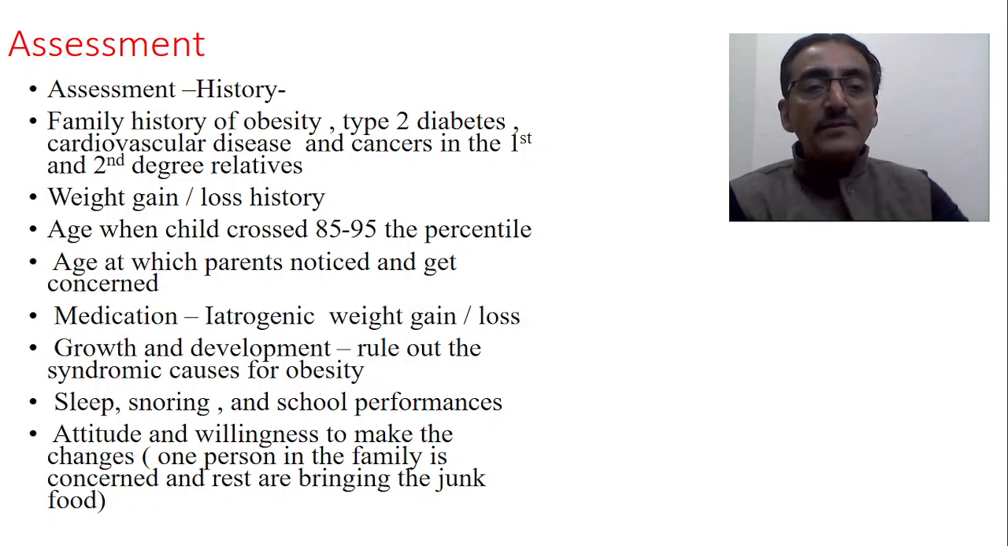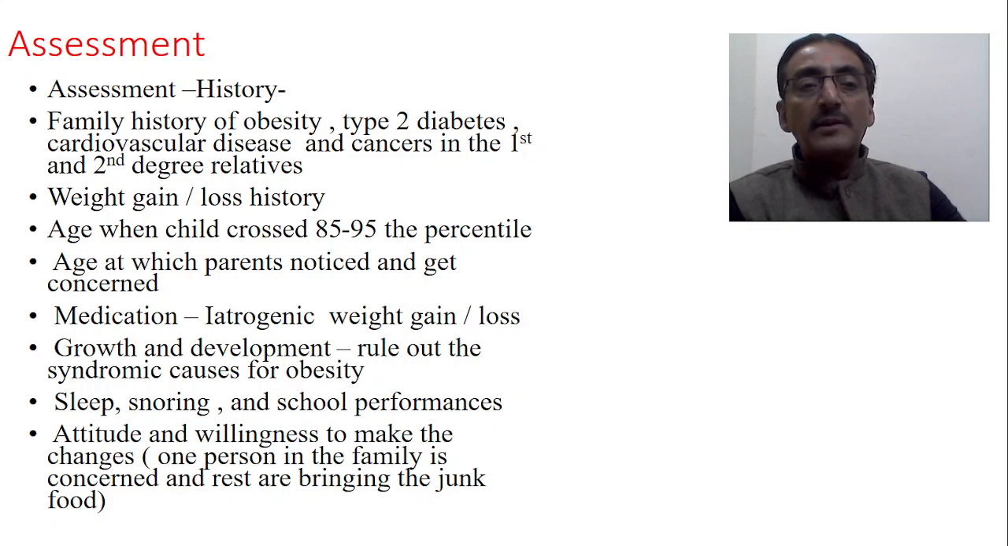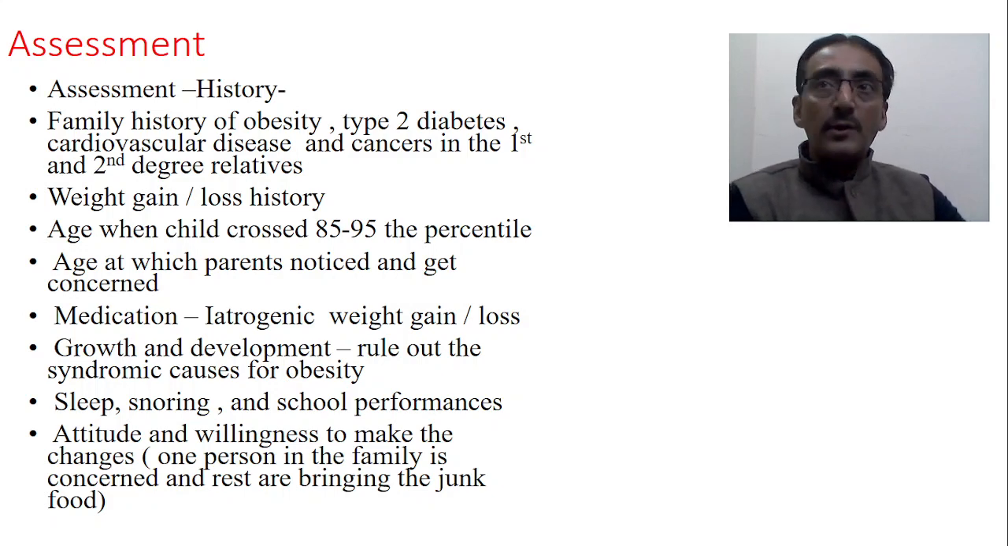Now, the age when the child crosses the 85th to 90th percentile of body weight is also very important. At what particular age the child crosses the 85 to 95 percentile in the BMI, we know that, this is the starting point of overweight. This is called overweight. Then it leads to obesity. So at what particular age the baby has crossed this is very important, because during adolescence children usually gain weight, and if the same happens in early childhood, that is quite worrisome. The age at which the parents notice and get concerned, we also have to assess.